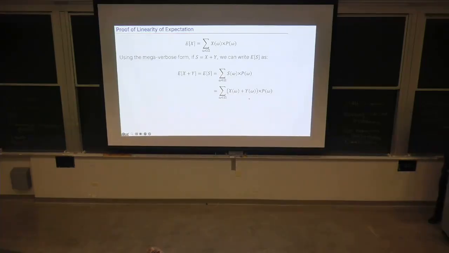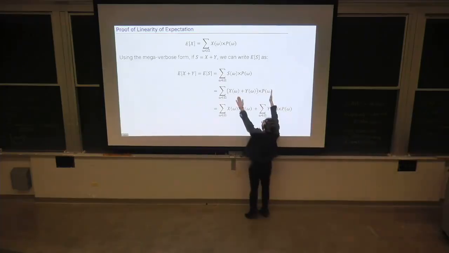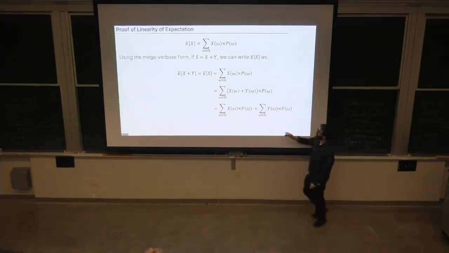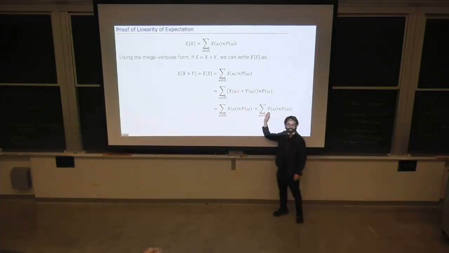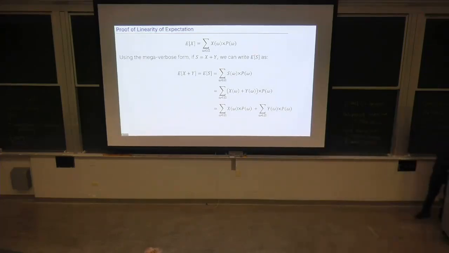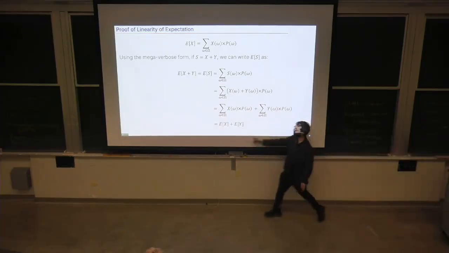So we keep going. Now, what's nice about this is that if I'm doing X of omega plus Y of omega, which is just some number, times P of omega, we could just break that into 2 copies, right? I could take the X of omega and the P of omega and put them together, and the Y of omega and the P of omega and put them together. I could have kept it in one sum, but I broke it into 2. Why not? And at that point, I'm just there, because that's the mega-verbose form of the expectation for X and Y.